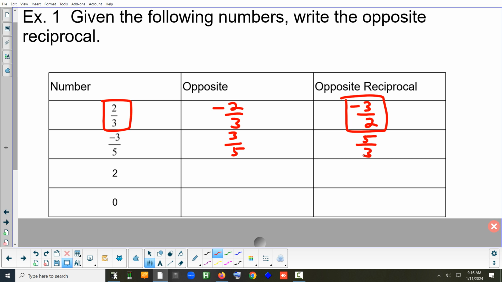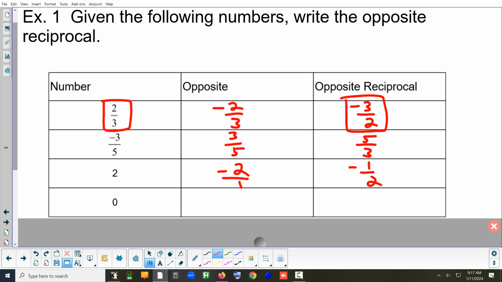All right. Let's do 2. What's the opposite of 2? -2. And now what do you get if you flip that? -2/1. Well, that's what it is now, -2/1. And we need to flip it. -1/2. Yep.